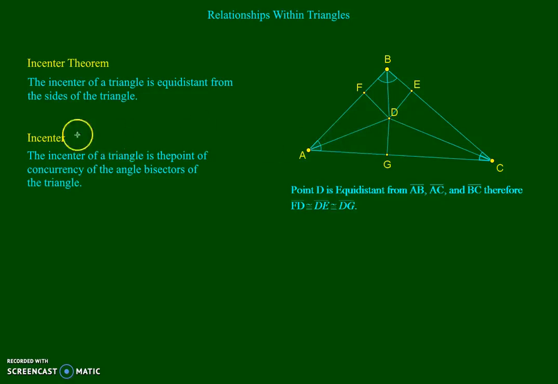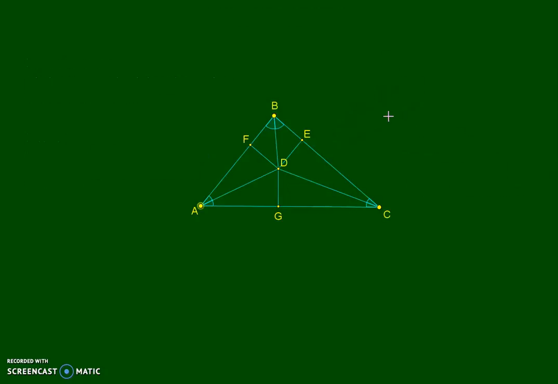The name incenter is a convenient name because an additional feature of incenters is they are always inside the triangle. So let me show you another dynamic picture here, and we can see that in action. Here we have another triangle, and AD, DB, and DC are all angle bisectors. So that makes D the incenter.